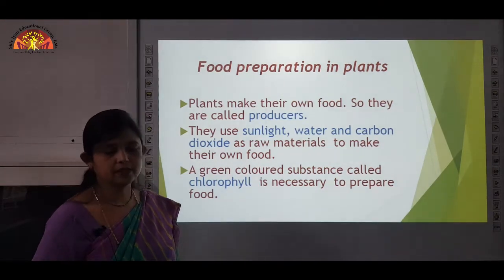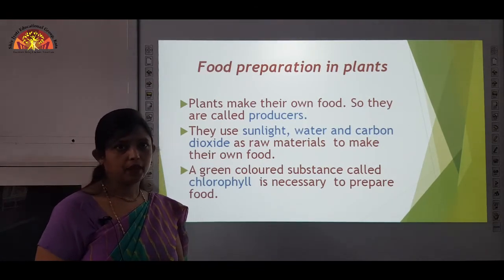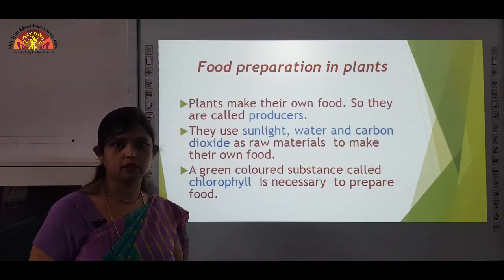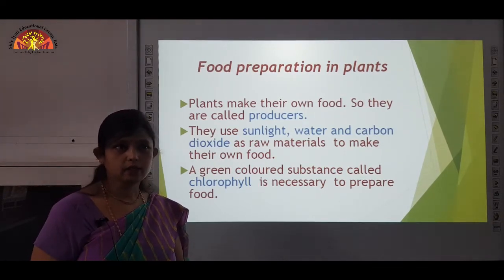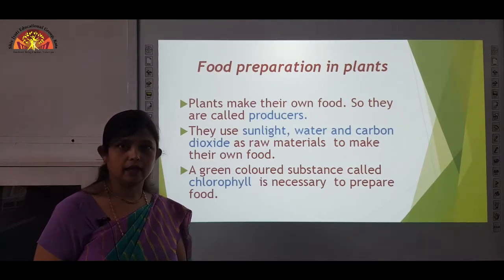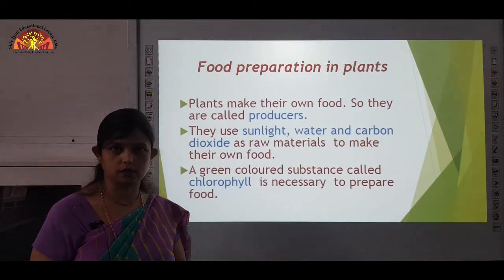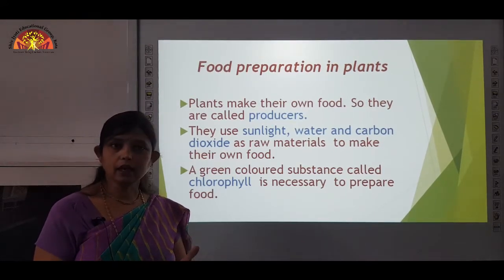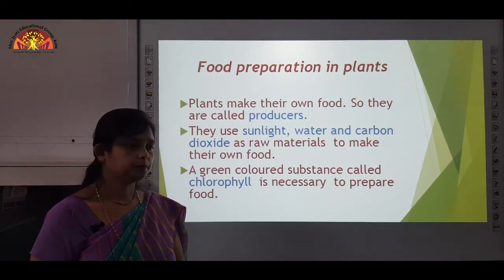Now what happens in plants? Whatever food we have to prepare, we need some raw materials. Similarly, plants also need some raw materials. So the raw materials for plants are carbon dioxide, water and sunlight. Means they need sunlight to get energy for the whole process. So sunlight provides them the energy, and water and carbon dioxide combine in the leaf to form food.